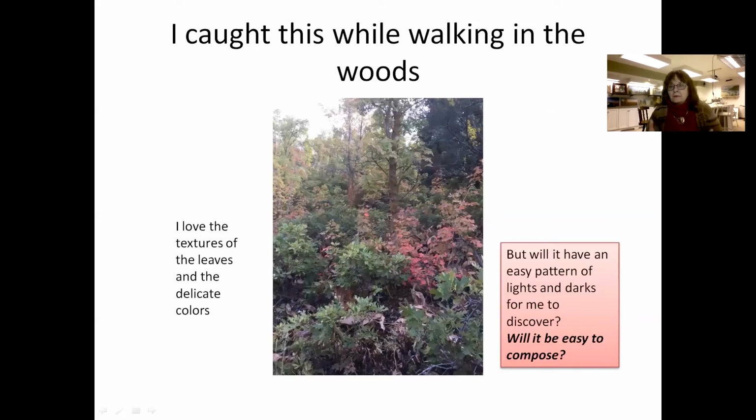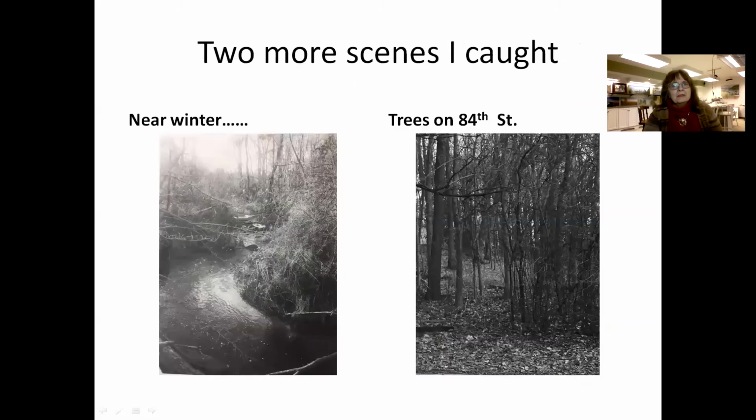I caught this photograph while I was walking in the woods. I love the textures of the leaves and the delicate colors. But will it have an easy pattern of light and darks for me to discover? Will it be easy to compose? Are there clear shapes in there that would be simple to define? I don't think so.